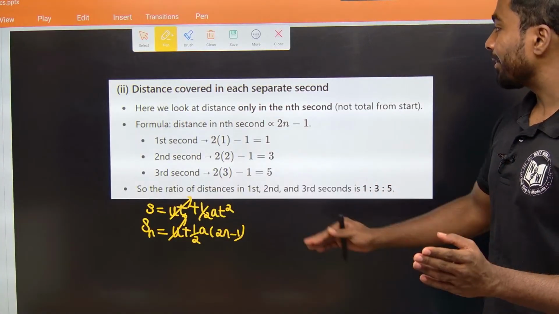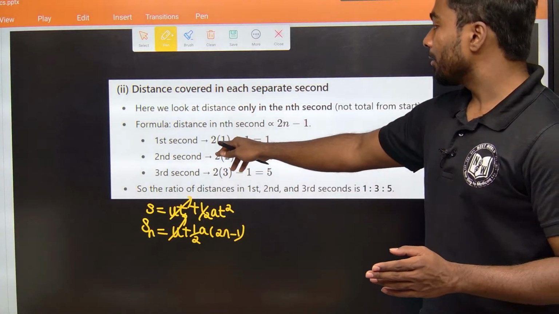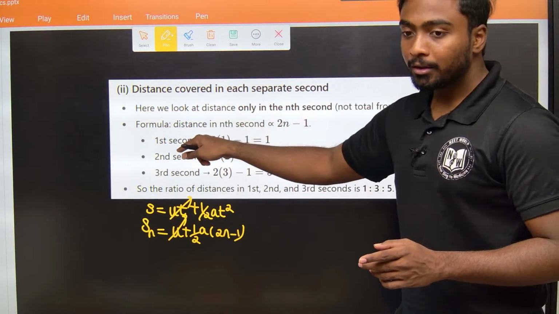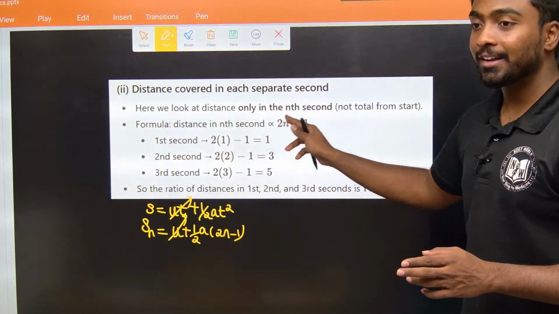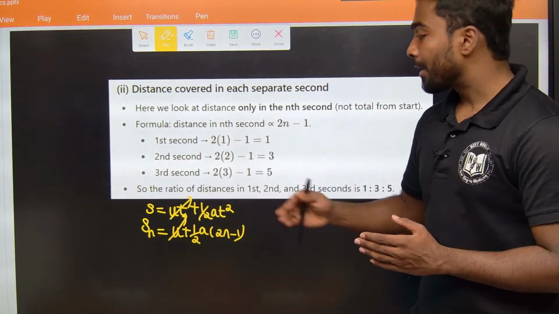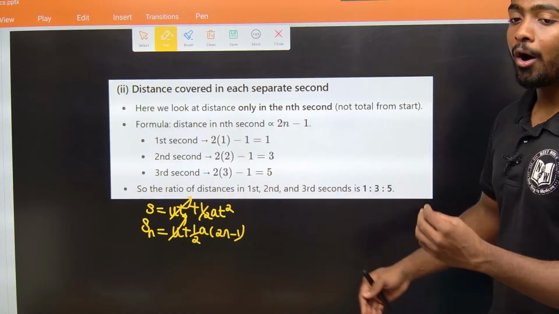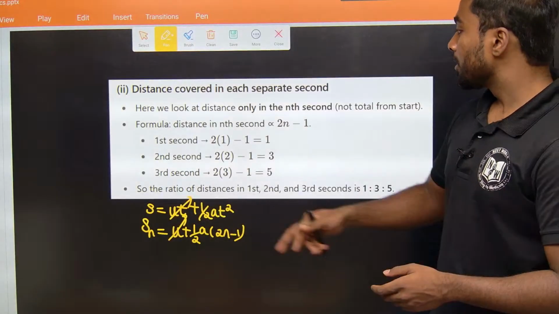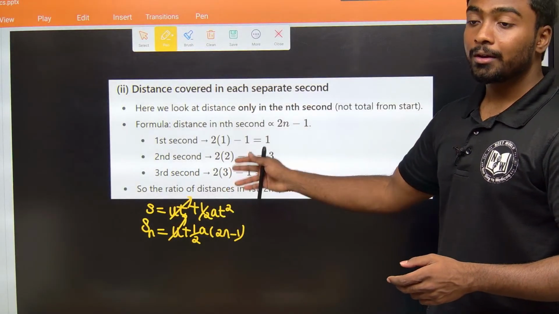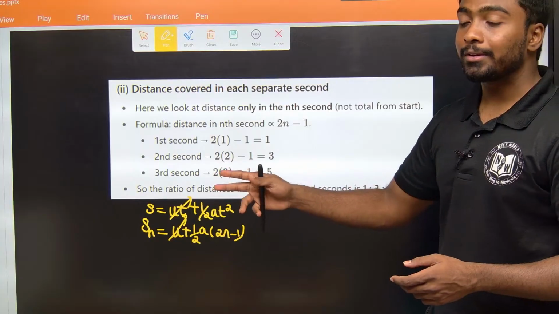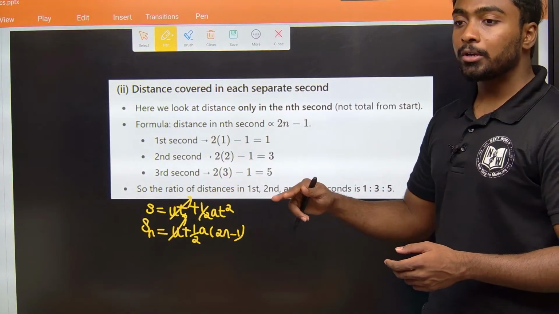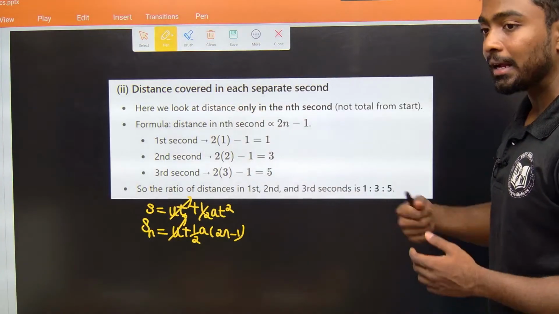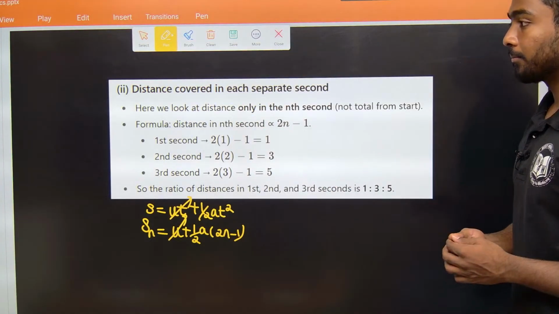So here the ratios will be: for 1 it is 2 into 1 minus 1, which is nothing but 1. For 2 seconds, 2 into 2 minus 1, which is 4 minus 1, 3. Again 5. The odd numbers will come: 1, 3, 5, 7, 9, like that. 2 into 4, 8 minus 1, 7. 2 into 5, 10 minus 1, 9. 2 into 6 minus 1, 11. Like that the distance will be covered. You can take it.